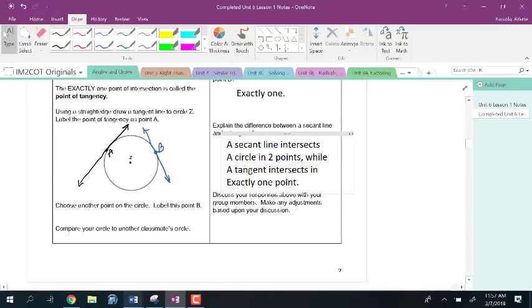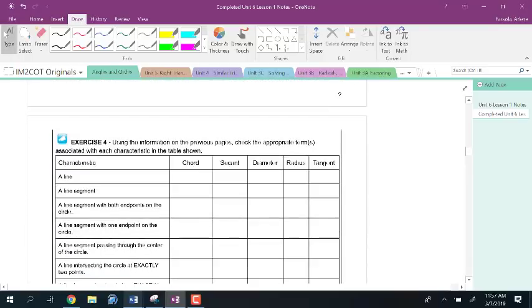All right, so now we want to fill in our little chart here and check off the characteristics that correspond to each of our parts of a circle. So we have, is a chord a line? It is not. It is a line segment. Is the secant a line? Yes, it is. Is a diameter a line? Nope, it is a line segment. It's a portion of a line. Is the radius a line? No, it's a segment. Is a tangent a line? Yes, it is a line.